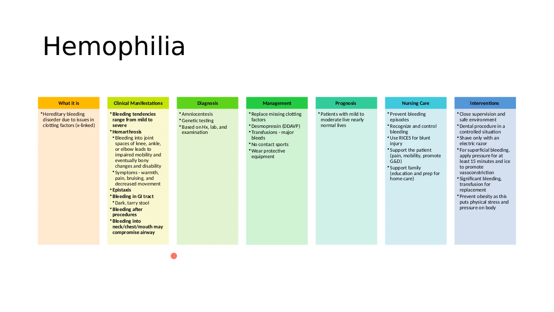Symptoms: the area will be warm, pain, there'll be bruising and decreased moving at that joint. They'll have epistaxis, bleeding in the GI tract. This will be with dark, tarry stool. Bleeding after procedures, and bleeding into the neck, chest, or mouth may compromise the airway.